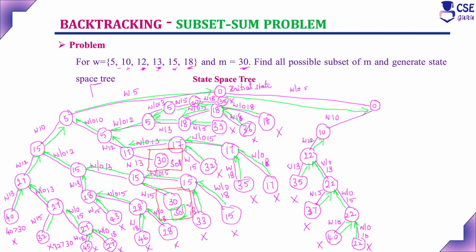Again backtrack. Here with the 12 we have considered, without 12 we need to consider. Next, without 12, if we are considering, the value will be 10 only. And then with the 13, the value is 23. And then with the 15, the value is 38. This is not our required sum, this is a dead end. So backtrack to the previous step and consider the other possibility.